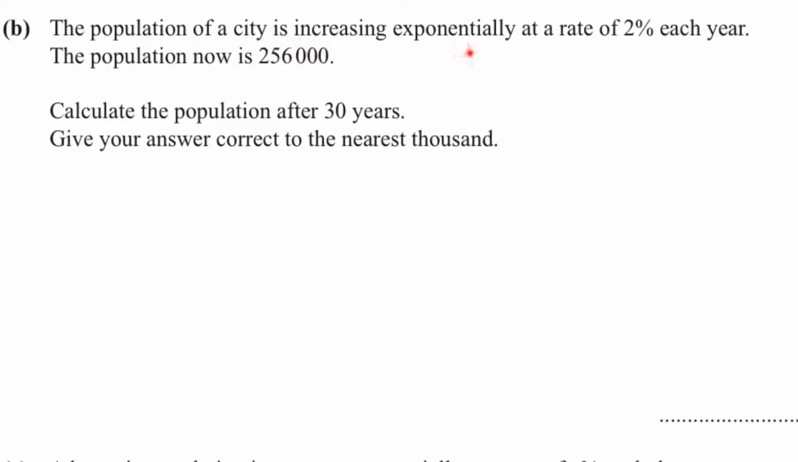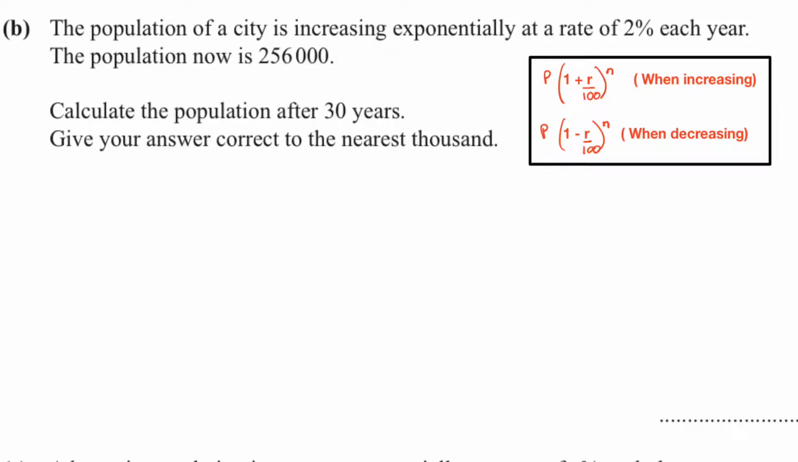The population of a city is increasing exponentially at a rate of 2% per each year. The population now is 256,000. Calculate the population after 30 years. Give your answer correct to the nearest 1,000. If you have a percentage question, whether increasing or decreasing exponentially, we use this formula. If it is increasing, put plus. If it is decreasing, put a minus. P is your starting value, which in this case is 256,000. R is your rate of interest, which is 2%, and N is the number of years, which is 30.